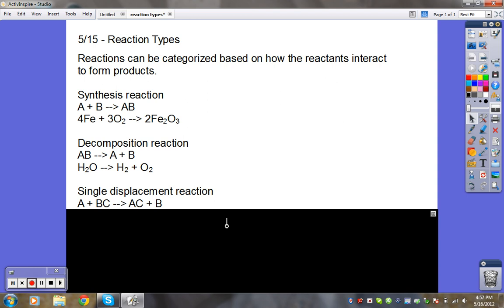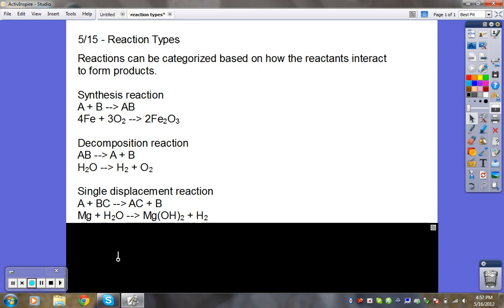An example of that would be magnesium plus water yields magnesium hydroxide plus hydrogen gas. So the magnesium has come in and replaced one of the H's, and you end up then with that H being replaced, and you get H2, that's the hydrogen gas, and then you get magnesium hydroxide. Again, not balanced, but it serves the purpose of the equation.